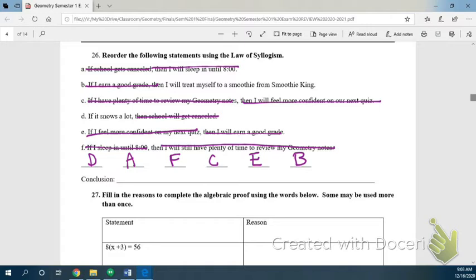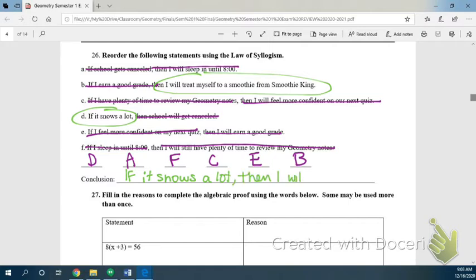So your conclusion is just whatever is left over, which is if it snows a lot, then I will treat myself to a smoothie at Smoothie King. Very good.